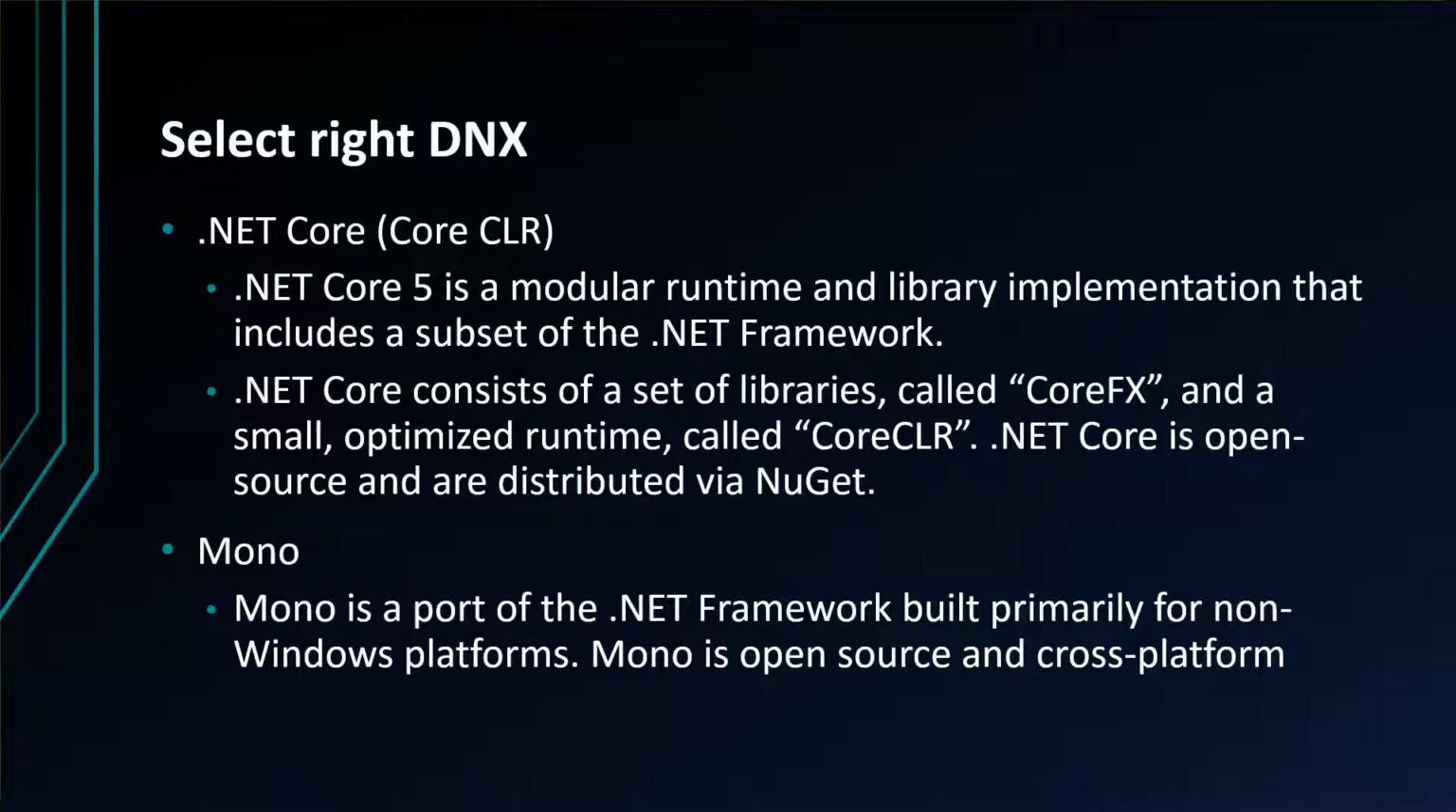The .NET Core consists of a set of libraries. These libraries we call Core FX, and the runtime we call Core CLR. Moreover, .NET Core is open source and distributed via NuGet. Mono is a part of the .NET framework built primarily for non-Windows platforms. It is also open source and has supported cross-platform for quite a long time, since .NET was released in 2002 or so.